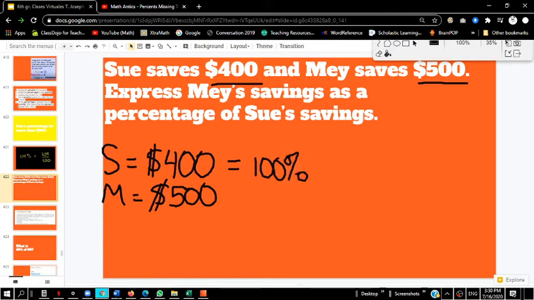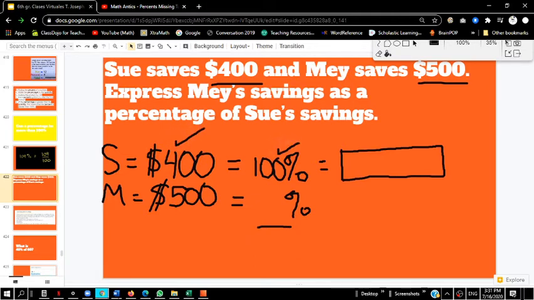I can change this 100% into a pictorial representation, in other words, a bar model. Okay, this bar is going to represent 100% of Sue's savings. Now, we don't know how much percent May has. We really have no idea. We have to try to figure that out. Okay, so just like our other two examples, we know the part and we know the percent, but we don't know the second percent. We don't understand so far what percent of May's savings is Sue's savings.